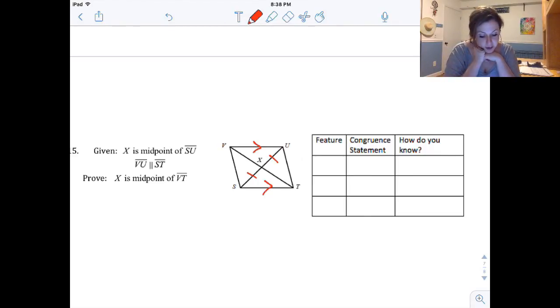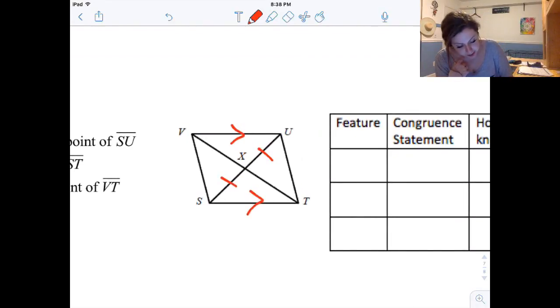So I want to show that X is the midpoint of VT. I want to show that basically this is getting bisected. So I'm going to pick two triangles that those all seem to be parts of here. I'm going to pick this top triangle, and I'm going to pick that bottom triangle. Because now I can use the alternate interior angles, and now I can use the fact that I already know that one pair of segments is congruent. So here's what I'm going to say. I already know that segment is congruent.